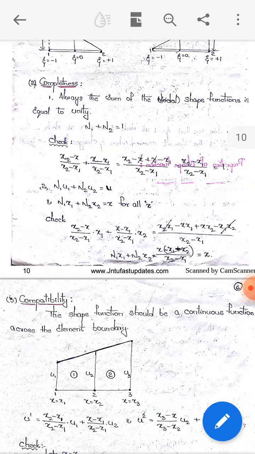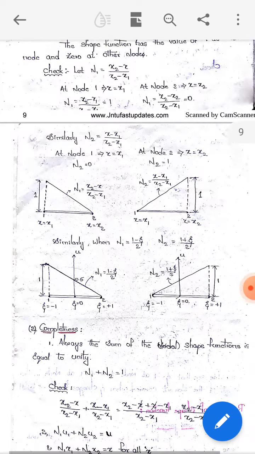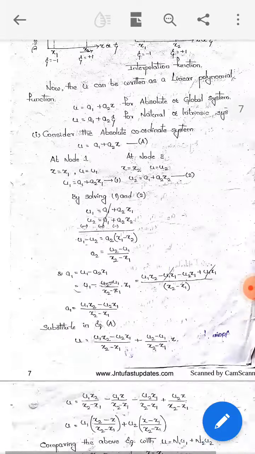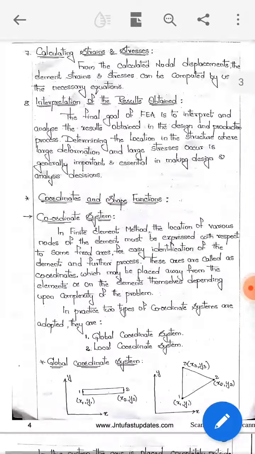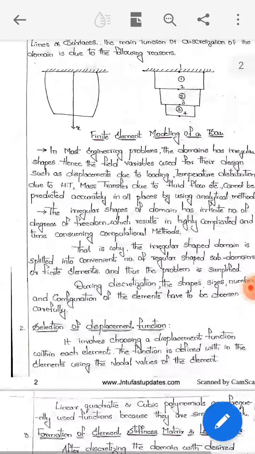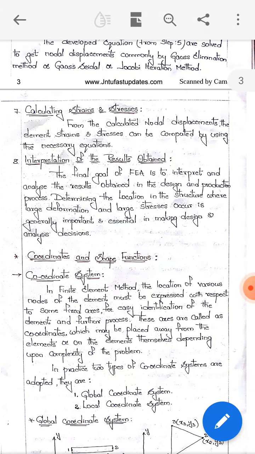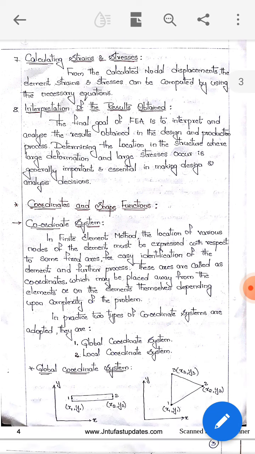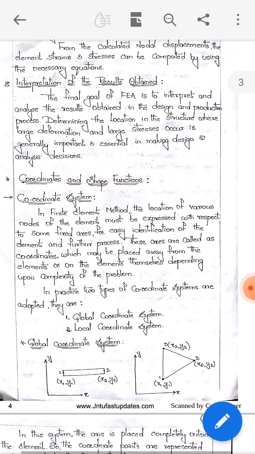As N1 x1 plus N2 x2 is equal to x, N1 plus N2 is equal to 1. In this lecture, we have discussed coordinates and shape functions by checking the compatibility. In the following lectures, we will be seeing problems on these coordinates and shape functions. Thank you all. Have a good day.